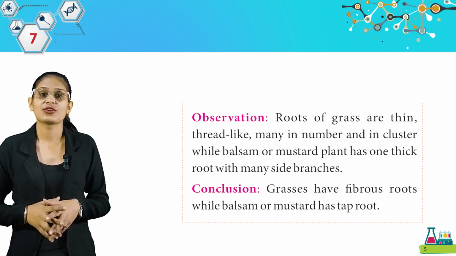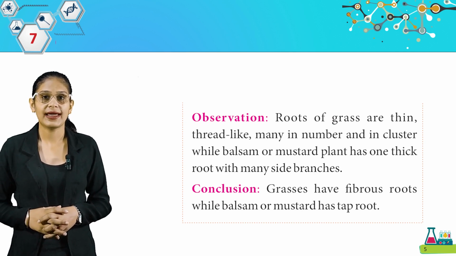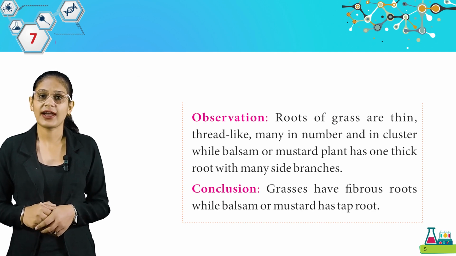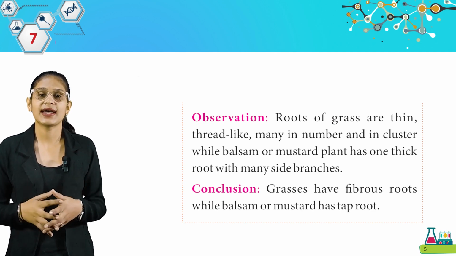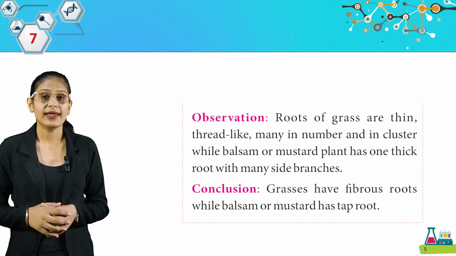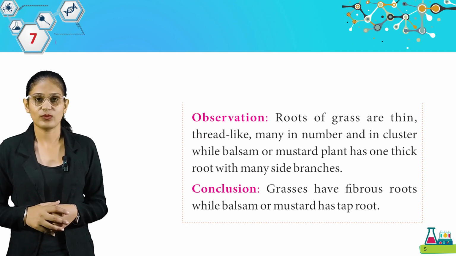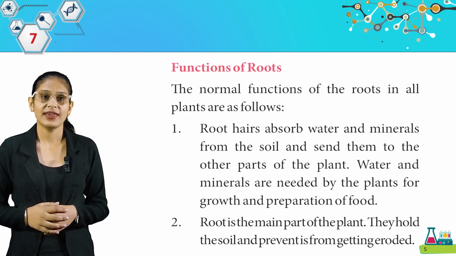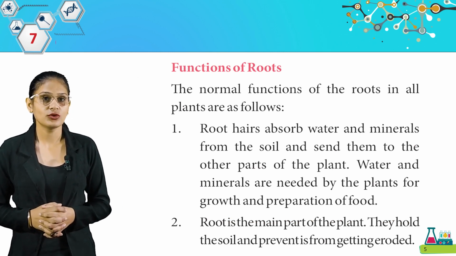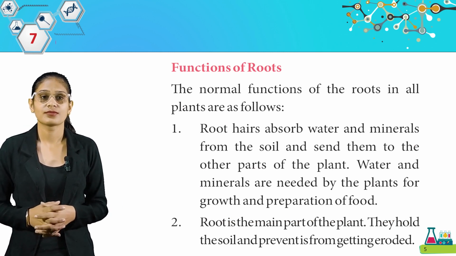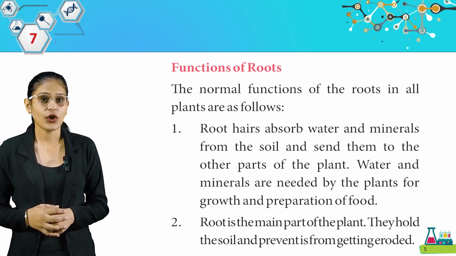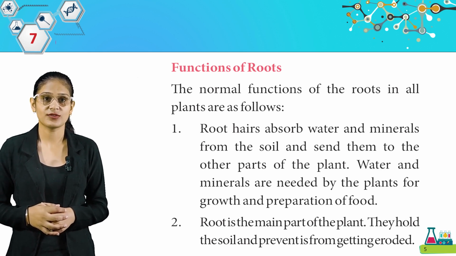Here is observation. Roots of grass are thin, thread-like, many in number and in cluster, while balsam or mustard plant has one thick root with many side branches. Conclusion: grasses have fibrous roots, while balsam or mustard has taproot. Get it, students? Here we have functions of roots. The normal functions of roots in all plants are as follows. Look at the first point. Root hairs absorb water and mineral from the soil and send them to the other parts of the plant.